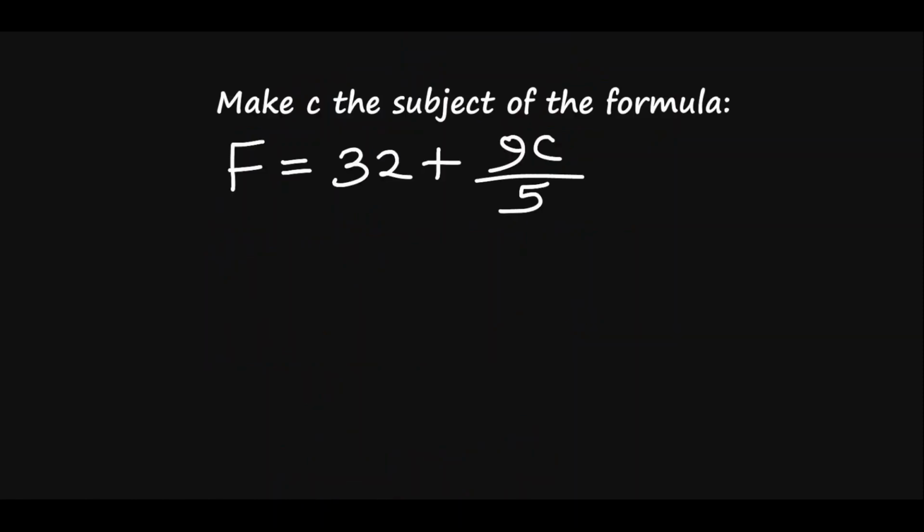Now look at this example about subject of the formula. It says make C the subject of the formula if F is equal to 32 plus 9C over 5. Now remember what we said. The first thing we are going to do: what are we trying to make the subject of the formula, or what are we trying to find its value? C. Look at the C here. It is entangled with 9 and 5 in a fraction combination.